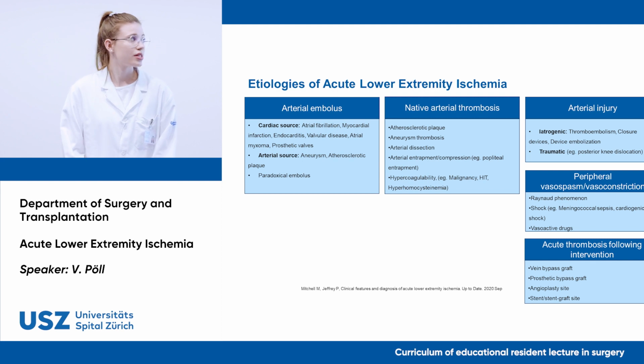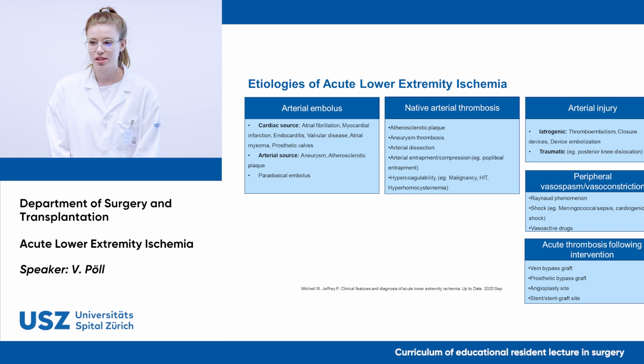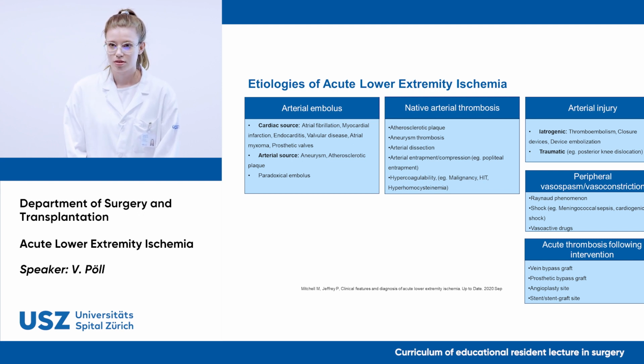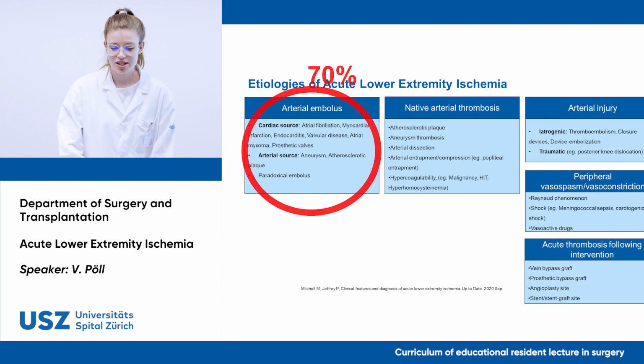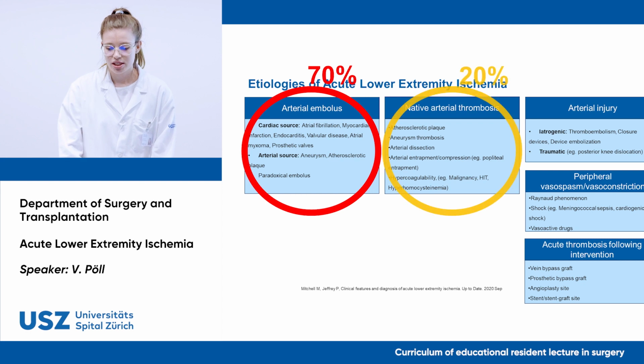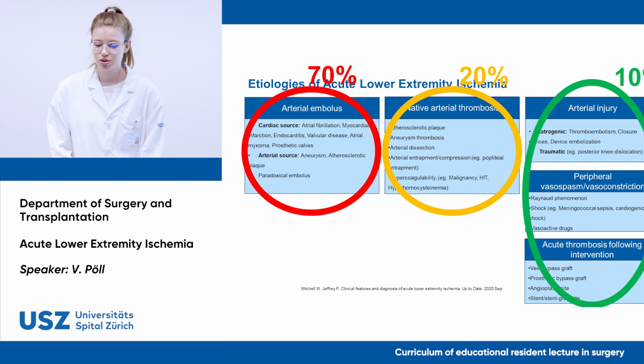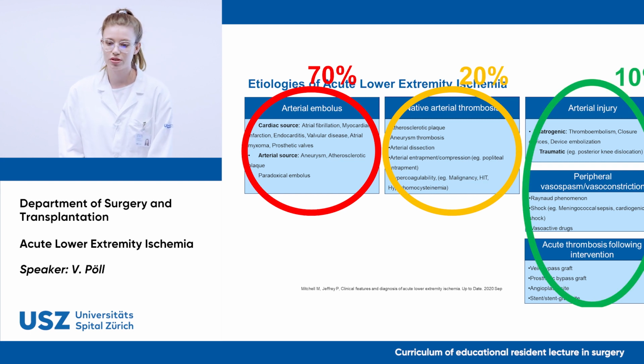I apologize for this overwhelming slide due to these numerous etiologies. Which of these subcategories do you think is the most important reason for acute lower extremity ischemia? So the answer is arterial embolus, mainly due to cardiac sources, atrial fibrillation most of the time. Another 20% is due to arterial thrombosis, and the remaining 10% is due to arterial injuries, vasospasms, vasoconstriction, or other iatrogenic causes.